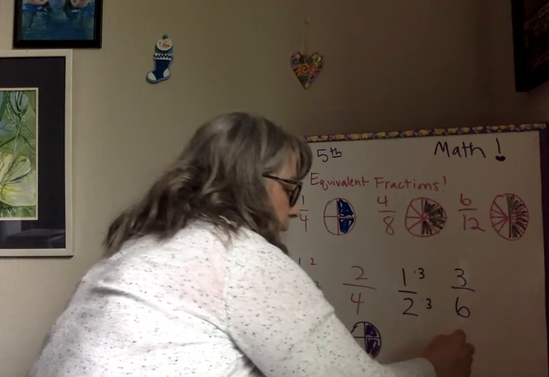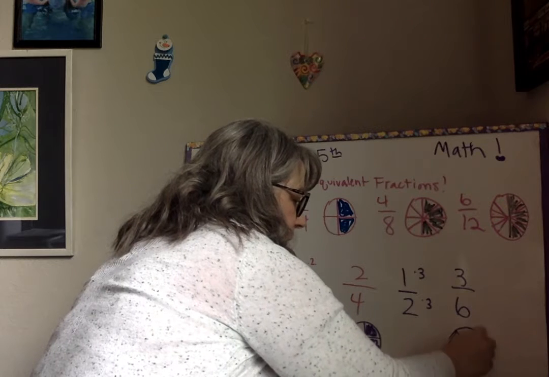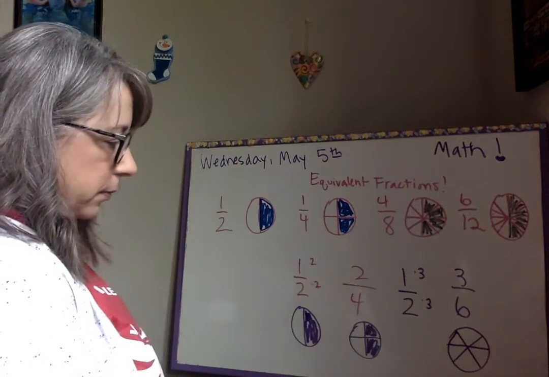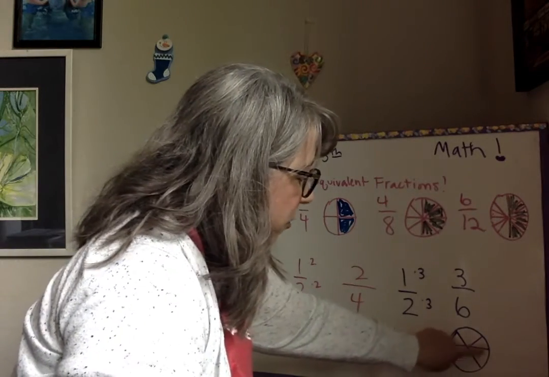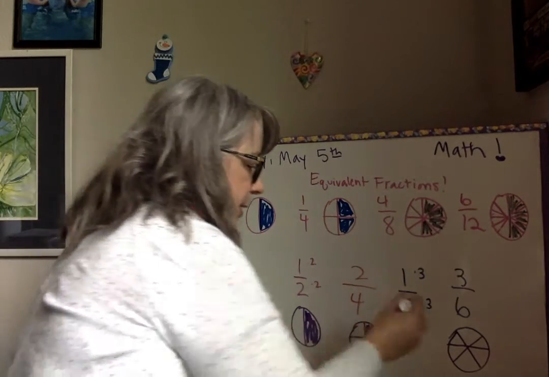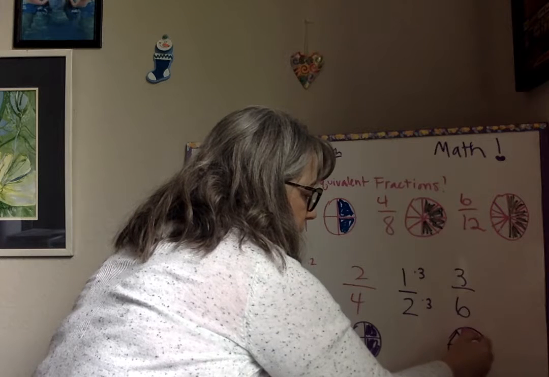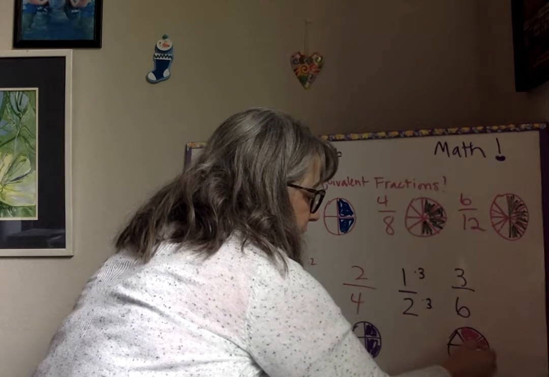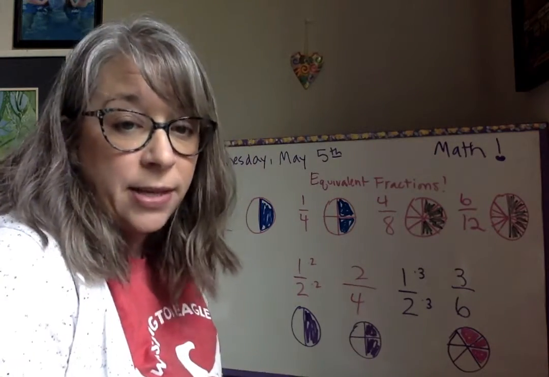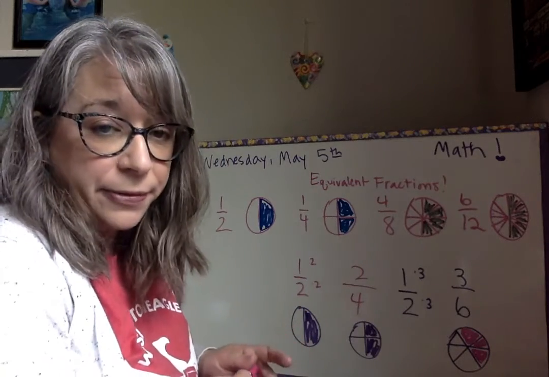Well, let's see. Let's divide this into 6. Let's see if I can remember how to do that. Okay. So 1, 2, 3, 4, 5, 6. Let's shade in 3 of those. That's going to be a little bit off kilter, but is that still half? Does that still represent a half? It does. So 3/6 is equivalent to 1/2.